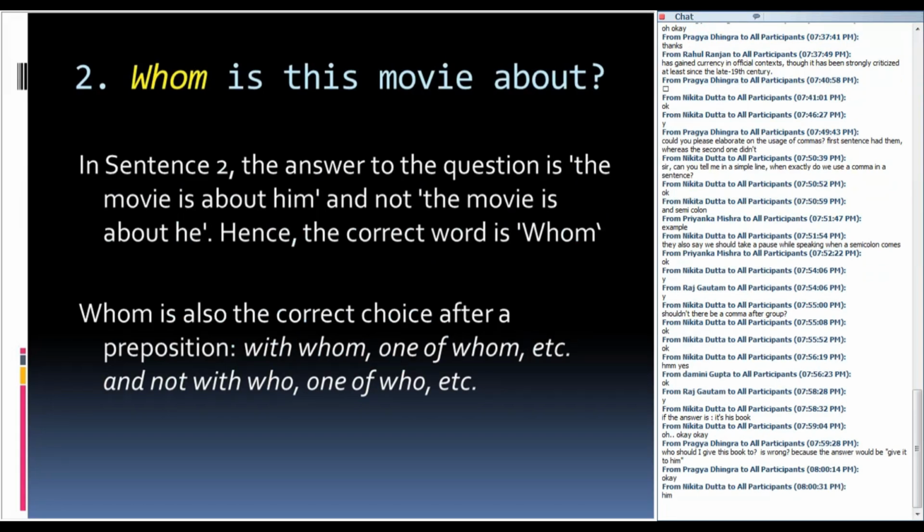Similarly, remember, I have told you what happens after the preposition. After the preposition, you use the objective case. So when you have to make a choice between who and whom, and they come after the preposition, you should use the word whom. With whom, one of whom. You should not say with who, one of who, because whom is the objective form. Is this clear?